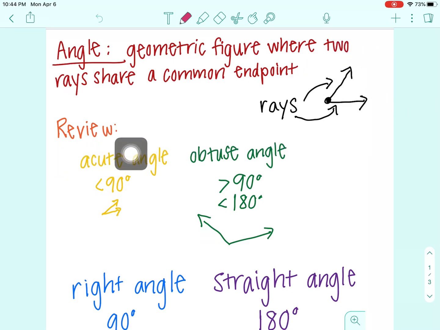Just for another bit of review, an acute angle is less than 90 degrees. So here's an example of an acute angle. An obtuse angle is greater than 90 degrees, but less than 180 degrees. So here is an obtuse angle. It's a little bit bigger. We call these acute little angles because they're cute and little. This is obtuse. Think of it as a bigger angle.